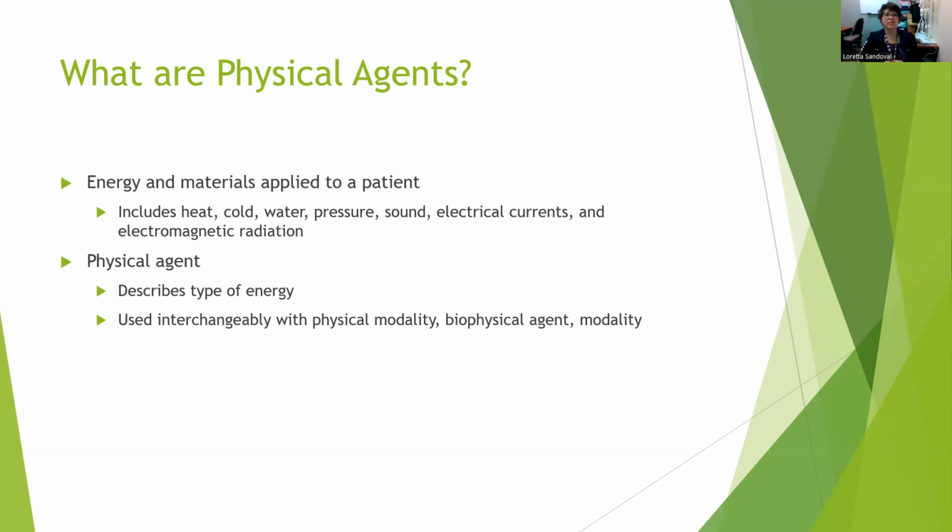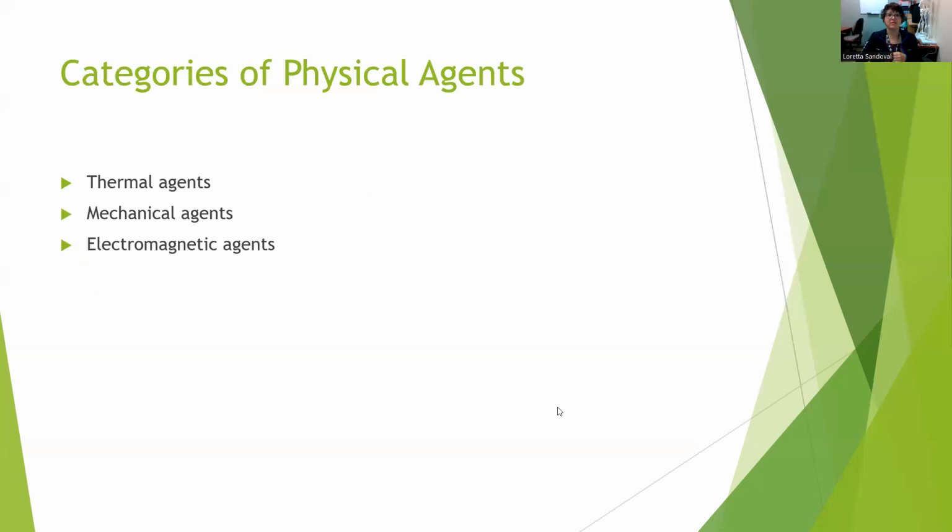So a physical agent usually describes a type of energy, whether it's mechanical energy or thermal energy or electrical energy. The term physical agent is used interchangeably with the terms physical modality, biophysical agent, or modality. So we often just use the shorthand way of calling them modalities. And that is what we're going to mainly do in this class.